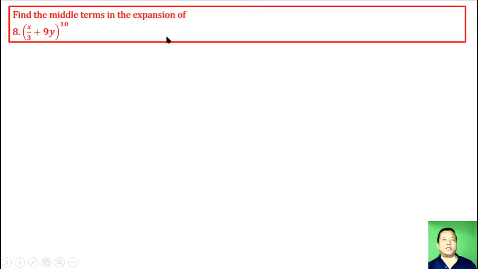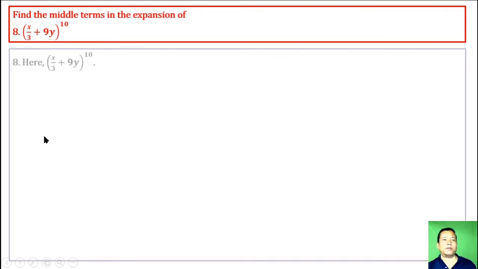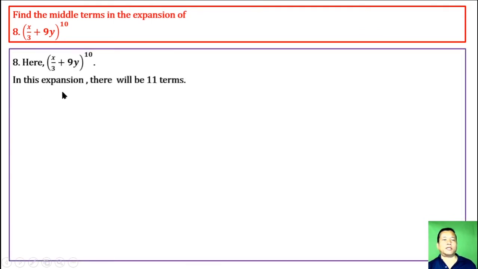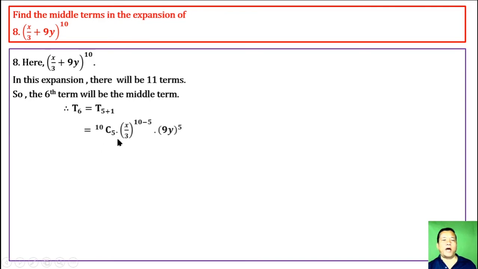Find the median terms in the expansion of question number 8. Here, in this expansion, there will be 11 terms. So, the 6th term will be the median term. Therefore, T6 is T of 5 plus 1, whose value is 10C5 into (x by 3) power 10 minus 5 into (9y) whole power 5.